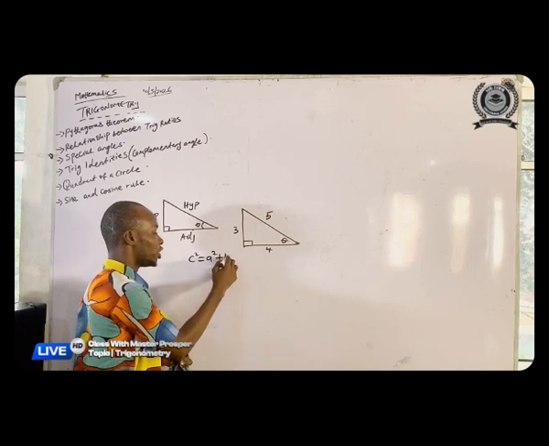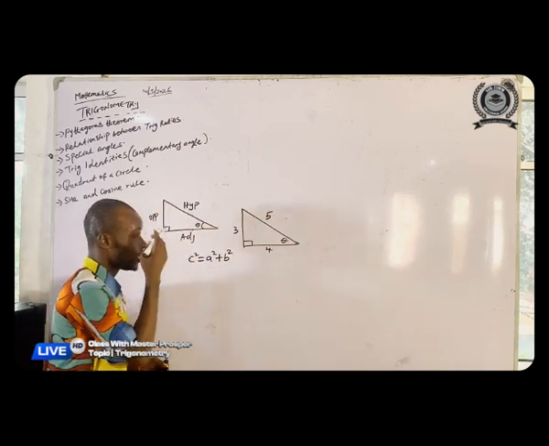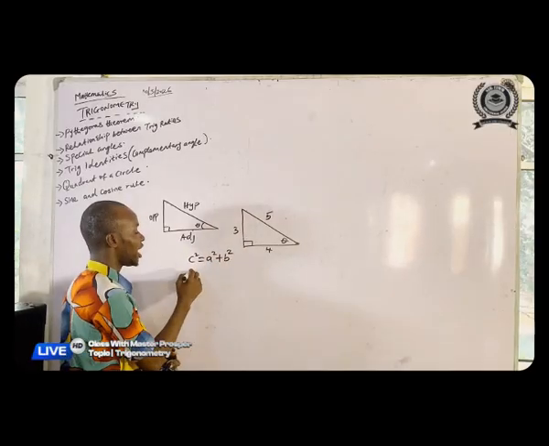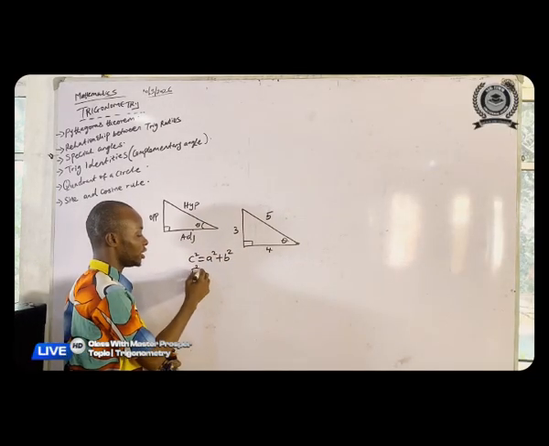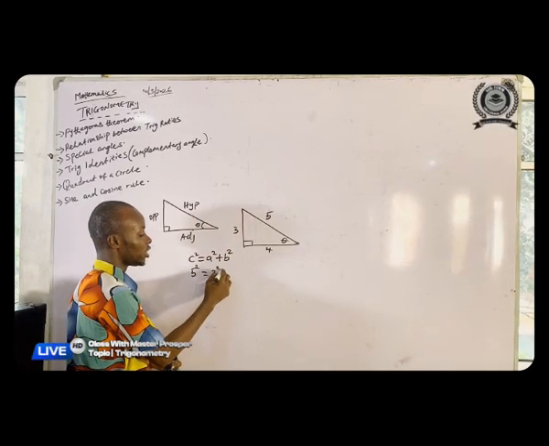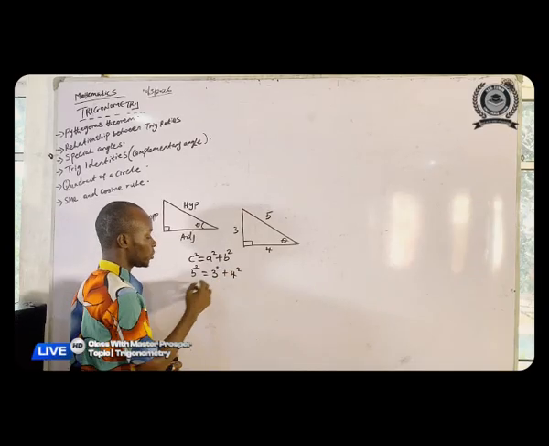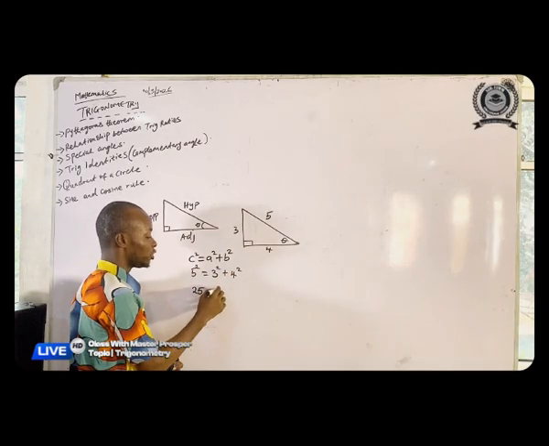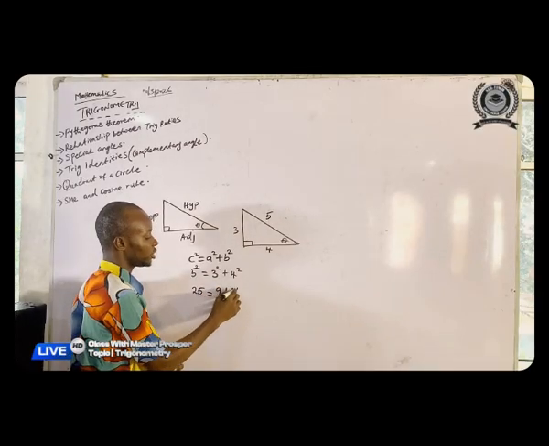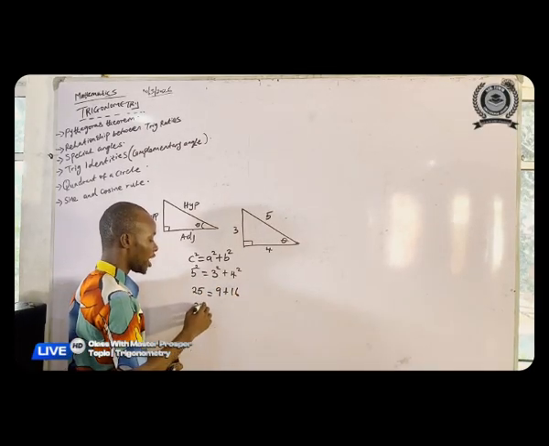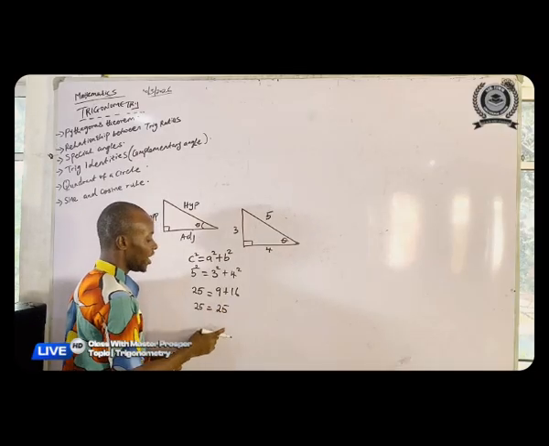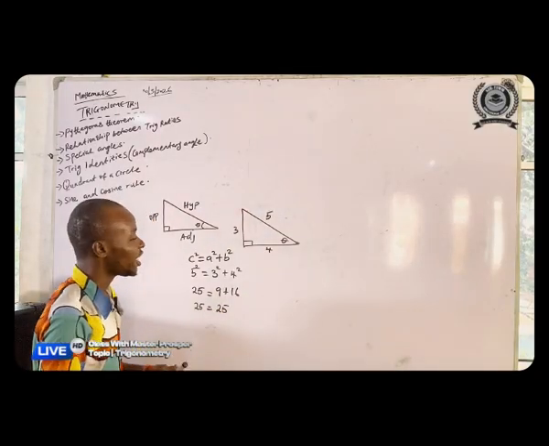You now have to add that word square. And you know that anything you do on the right hand side, you must do at the left hand side. Now we are having that 5 squared is equal to 3 squared plus 4 squared. We are having that 5 squared is equal to 25. I'm having 9 plus 16. 25 is equal to 25.